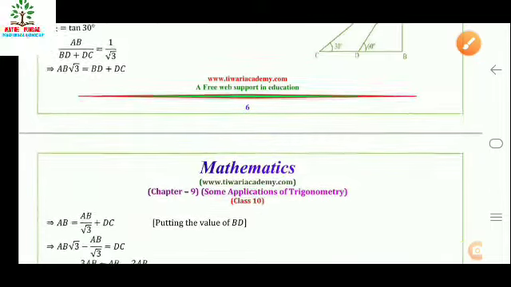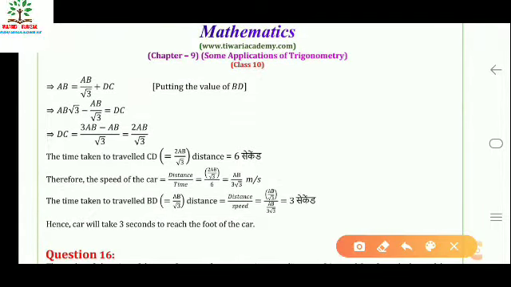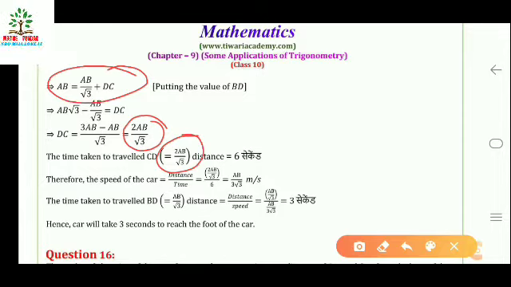After this, we can write AB root 3 is equal to AB over 3, just putting in the value of BD here. So we get this equation. Then we take this to the right side. On solving this we get DC is equal to 2AB over root 3. Since we have to find the time, the time taken to travel CD is 2AB over root 3, which is equal to 6 seconds.